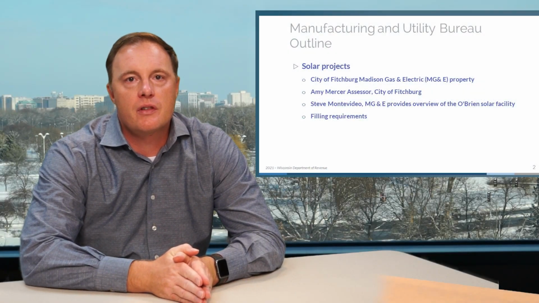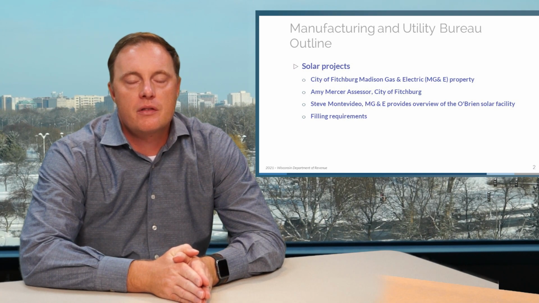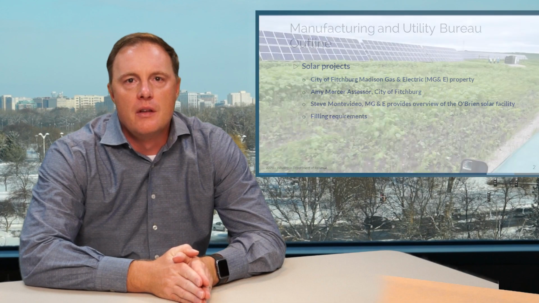Assessors are faced with challenges when a solar energy project is sited in one of their communities. Need to take the guesswork out of this process? We all do. The site we'll be using in this example is O'Brien Solar in the city of Fitchburg, operated by Madison Gas and Electric. This example provides assessors, DOR, and the utility companies a look at the process used to assess these properties.